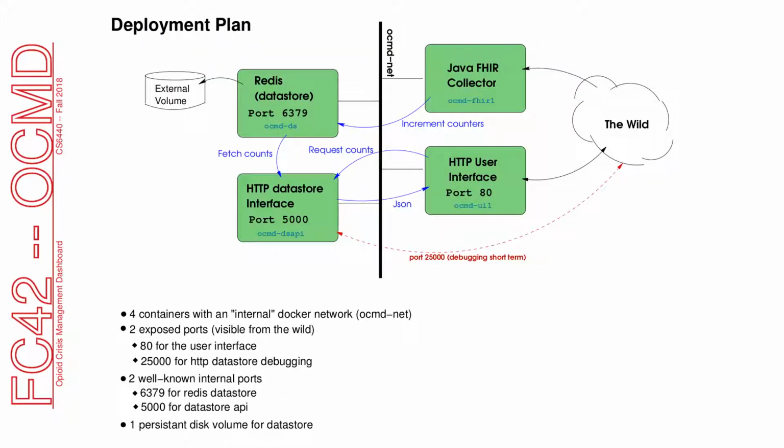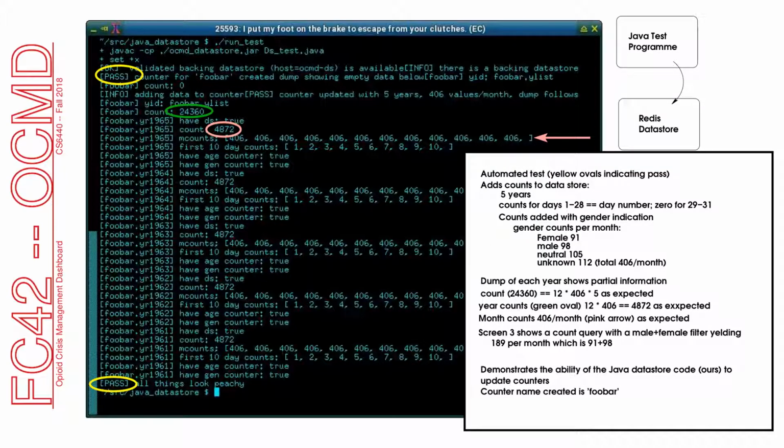Our deployment plan consists of 4 containers with an internal Docker network, 2 exposed ports, 2 well-known internal ports, and 1 persistent disk volume for data. This demonstrates the ability of our Java data store code to update counters. We've named our counter foobar, and we're testing updating the counts for days, months, years, and even gender.